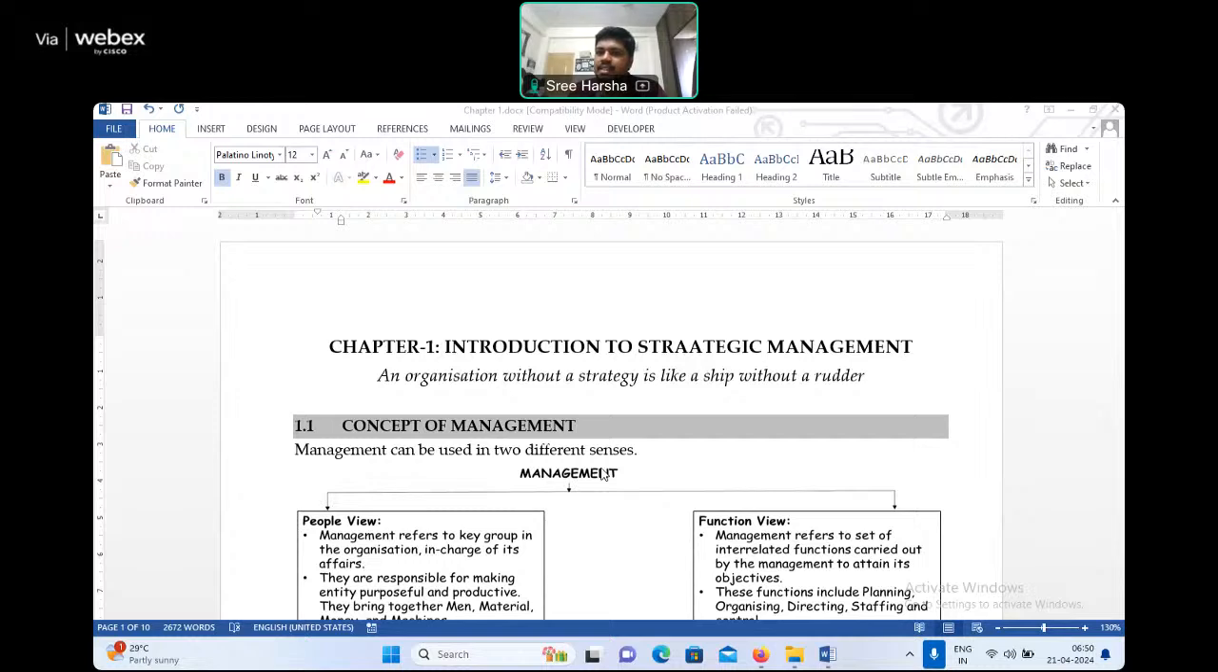So now strategic management, since it is for 40 marks, you can approximately assume each chapter will be for 8 to 10 marks, considering the choice and other aspects. Each chapter will be for 8 to 10 marks. And there will be descriptive questions and there will be objective-based questions as well.